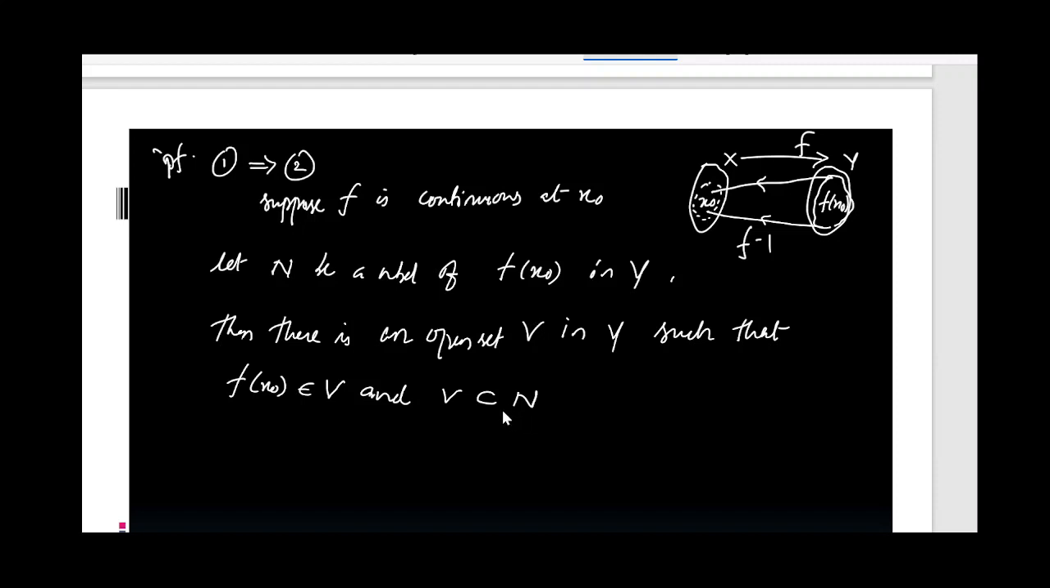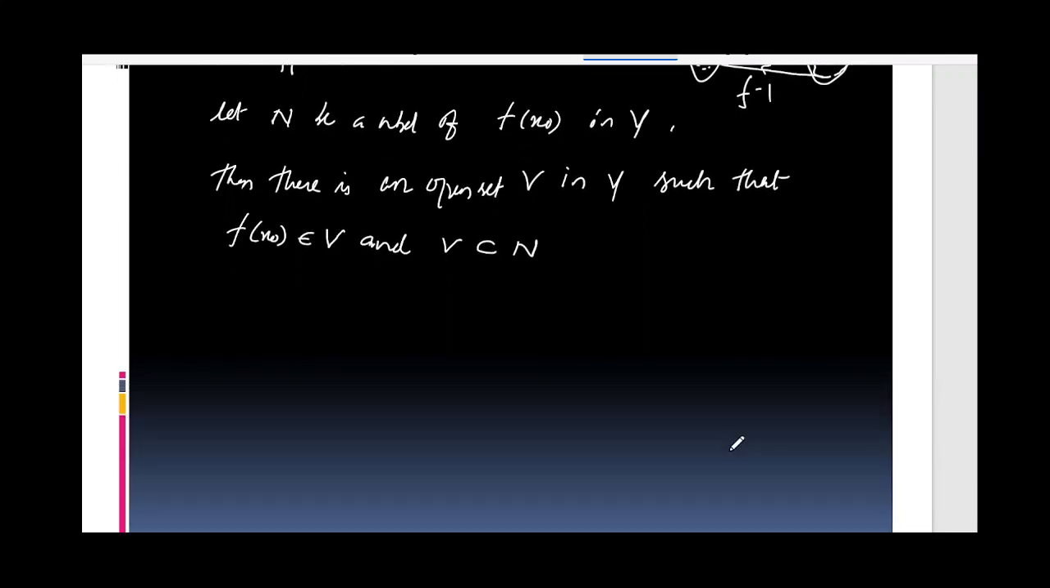So there is an open set V because we have taken this as a neighborhood. Neighborhood of f of x naught means there should exist an open set containing f of x naught which is completely contained inside the set N, right? So there is an open set V in Y such that f of x naught belongs to V and V is contained in N.